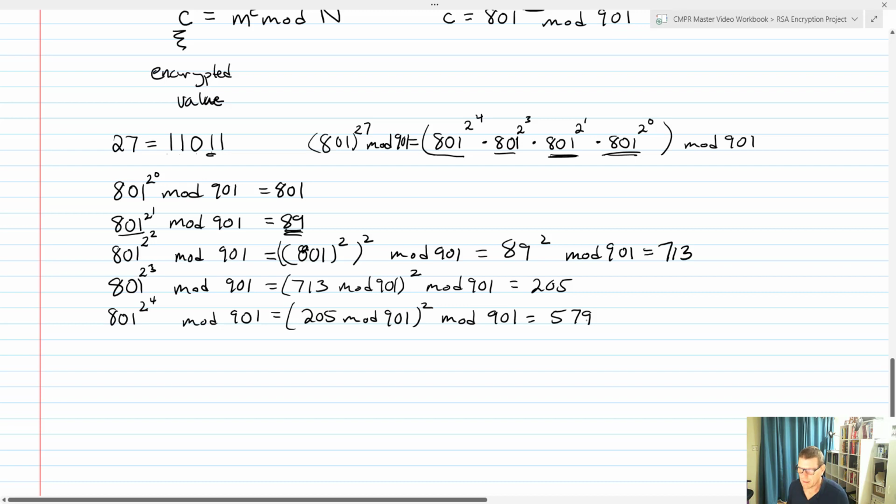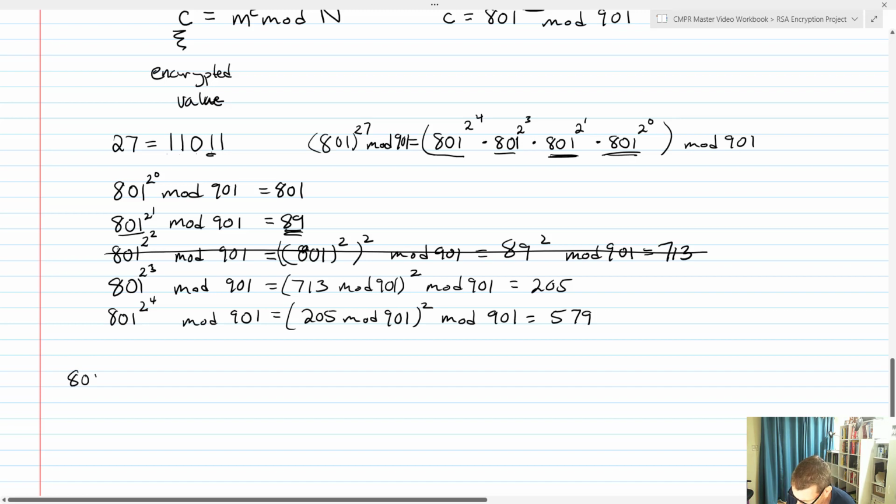Okay? So that actually gives me all of the terms that I'm going to need. Notice I'm going to need a 2 to the 4th, a 2 cubed, a 2 to the 1, and a 2 to the 0. Well, if you look here, the one that I'm not going to need is the 2 to the 2 squared. So we'll eliminate that one. And what we'll do now is we'll just use some modular arithmetic in order to do this.